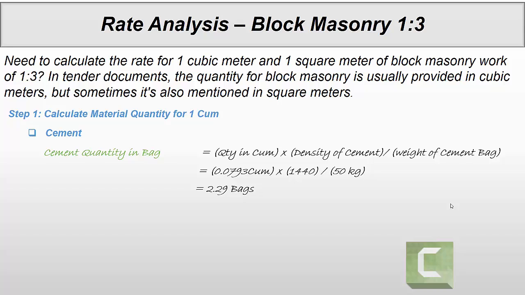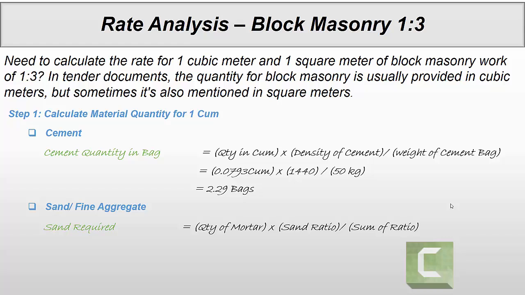Now we need to calculate sand, or we can say fine aggregate. For sand, the formula is quantity of mortar multiplied by sand ratio divided by sum of ratio. 0.3175 is quantity of mortar, 3 is sand ratio divided by 1 plus 3, the sum of ratio. So sand required is 0.238 cubic meter.